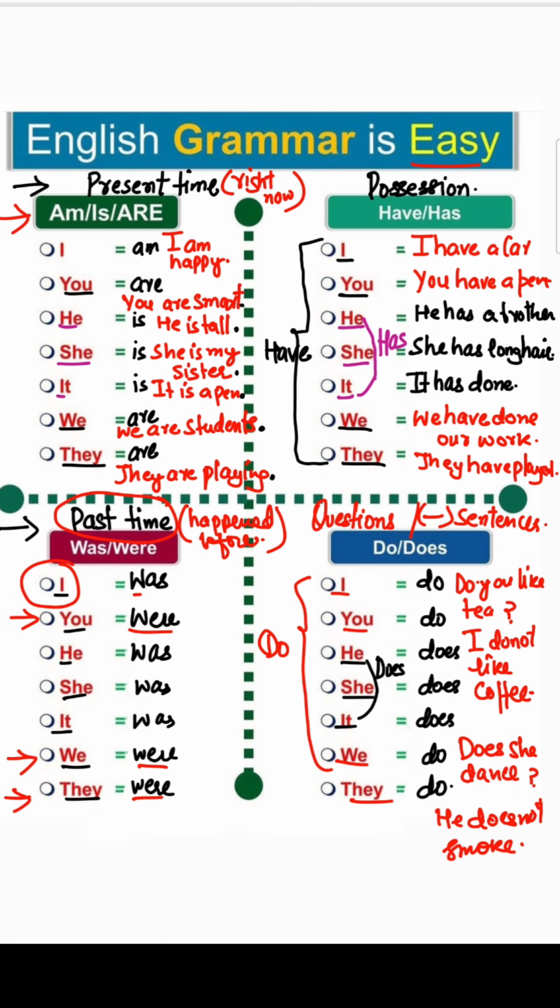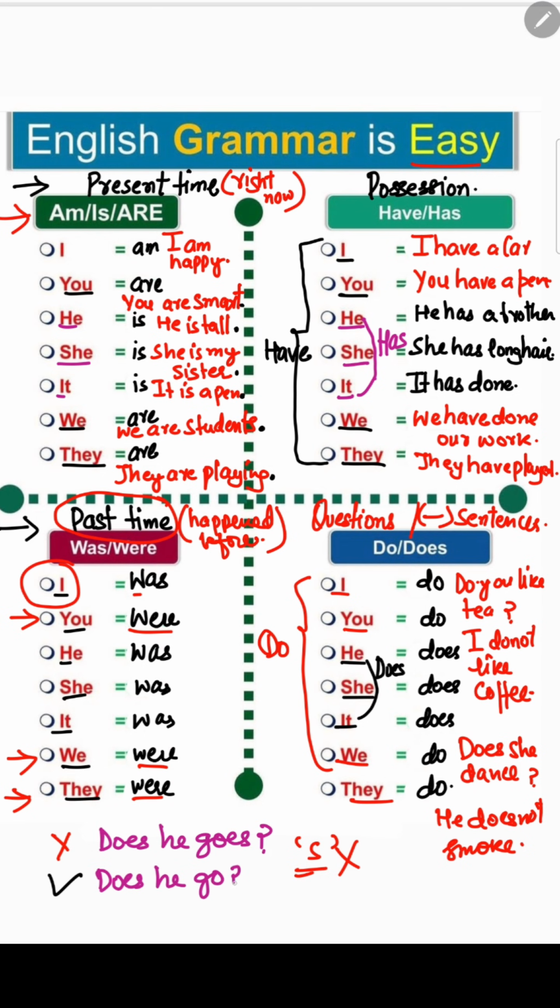Important rule: when you use does, remove s. Whenever you use does, remove s. For example, does he goes is wrong. This sentence is wrong. The correct sentence is does he go, because does already adds s.